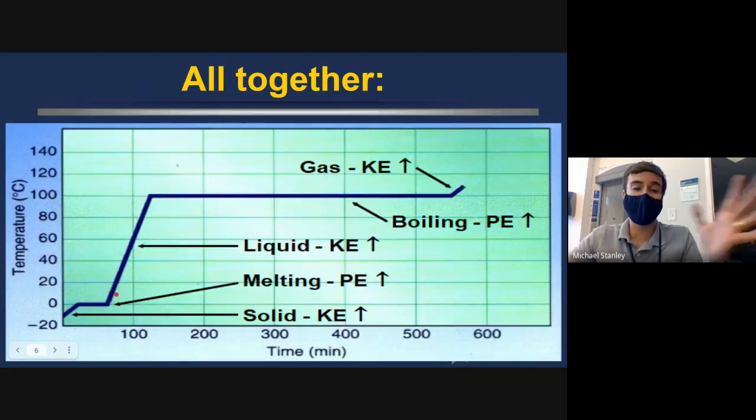So if we put it all together, we'd get something that looks kind of like this. We start off with a solid piece of ice that's very, very cold. And we put that on a stove, we stick a thermometer into it. And when it's first starting to heat up, that solid ice is getting warmer and warmer, until eventually we hit 0 degrees Celsius. And at 0 degrees Celsius, that solid ice starts to melt. So while the ice is melting, the temperature stays the same. It stays right around 0 degrees.